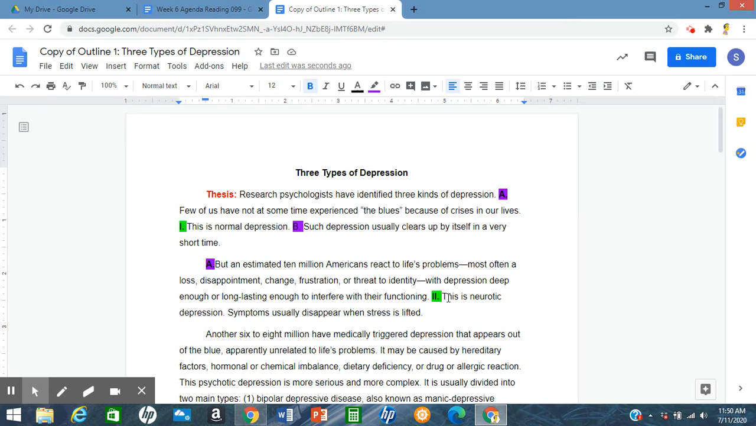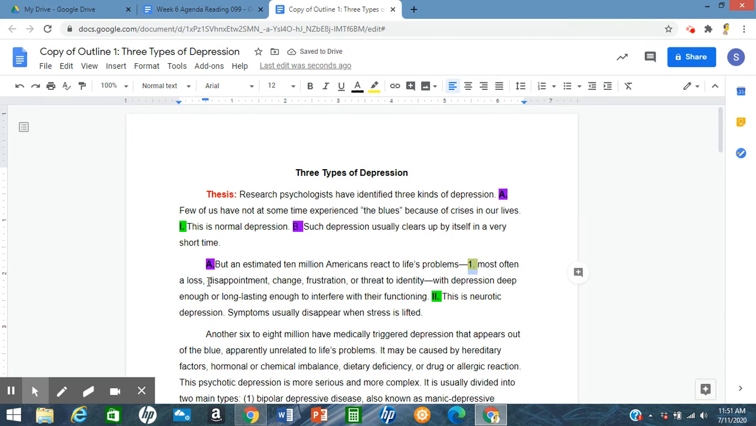Okay, so you have your topic sentence. What follows the topic sentence? Major detail. Because this neurotic depression, what does this entail? Well, an estimated 10 million Americans react to life's problems this way. So we're going to go with, again, you number it, 1. Okay. And we'll put it in yellow.